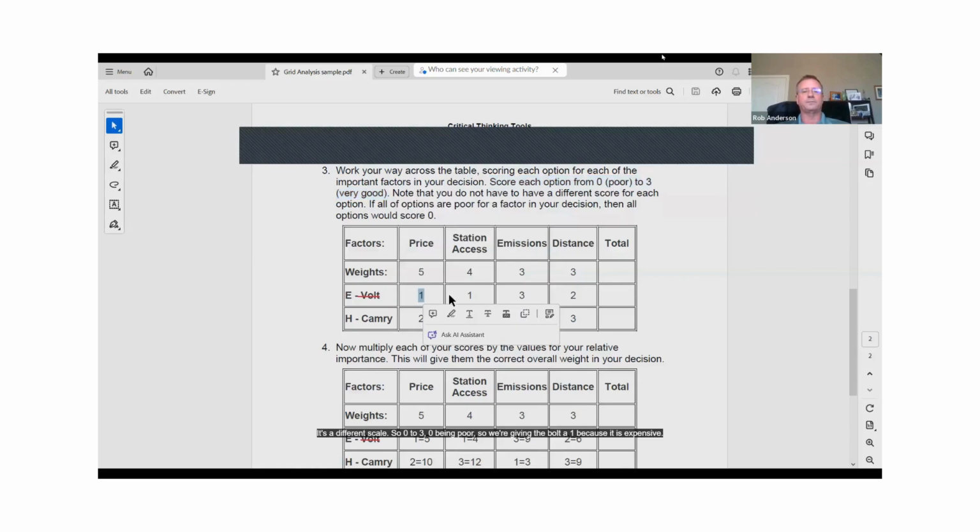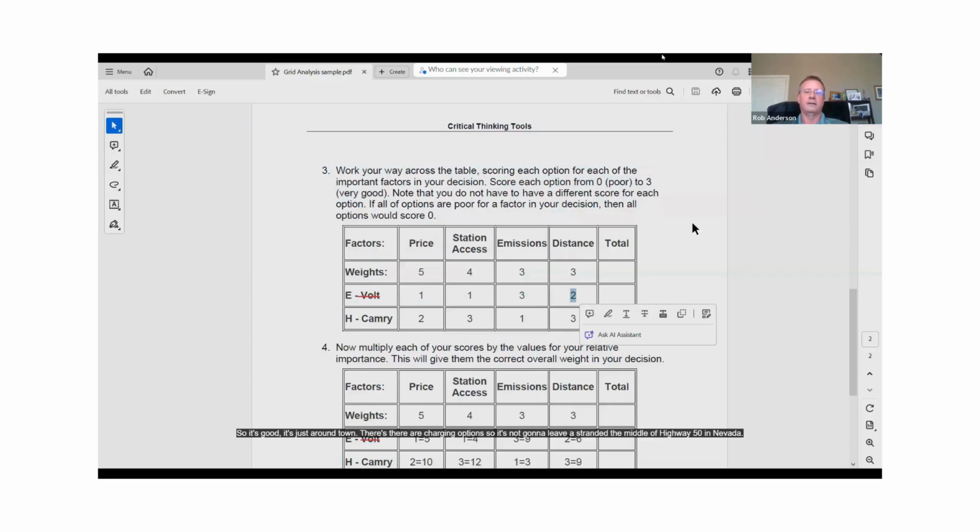So 0 being poor, we're giving the Bolt a 1 because it is expensive. And station access is also a 1 because there aren't that many charging stations in town. Emissions are a 3 though. Very good because there are none. It's an electric vehicle, and distance between charging and filling is a 2. So it's just around town. There are charging options, so it's not going to leave us stranded in the middle of Highway 50 in Nevada.